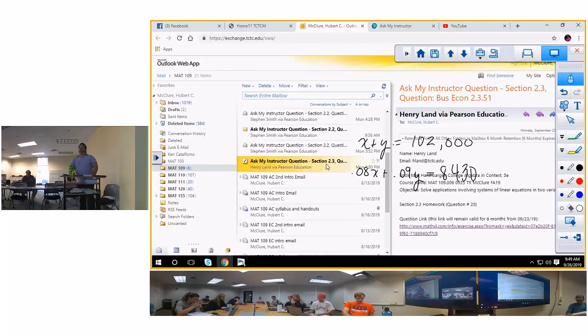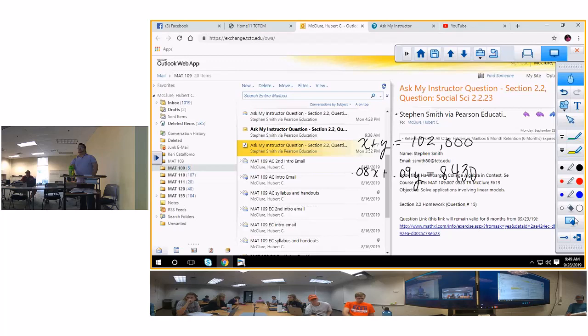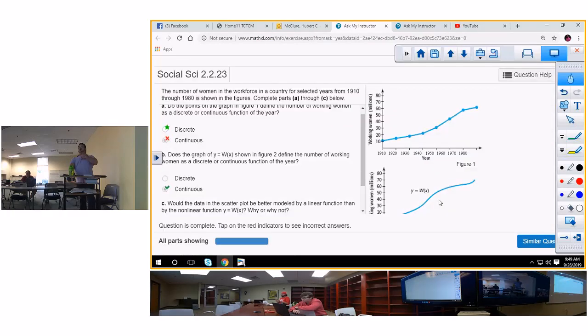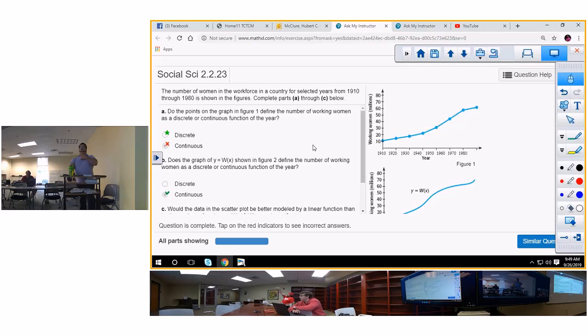That's 2.3. 2.2, number 15. If we've already done it, let's see what this one is. The number of women in the workforce in a country for selected years from 1910 through 1980 is shown. Do the points on the graph in the figure define the number of working women as a discrete or a continuous function? It looks to me like it's discrete, because you only have these points. This would be continuous.